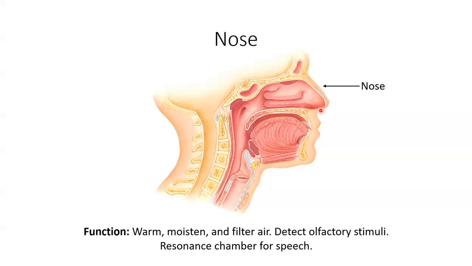The openings in your nose are called your nostrils, or also your nares, so N-A-R-E-S. The nasal septum is the cartilage that separates each of your nostrils. Within the nasal cavity, this top portion up here is what we consider the olfactory region. This is where we find the receptors for smell. The lower portion of the nasal cavity is considered the respiratory region.